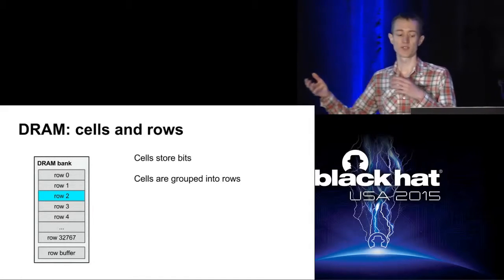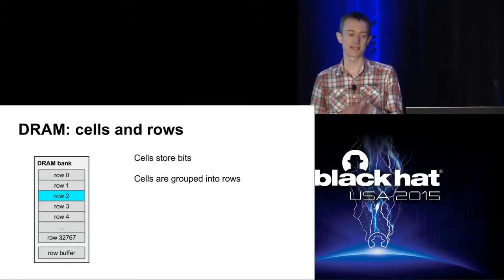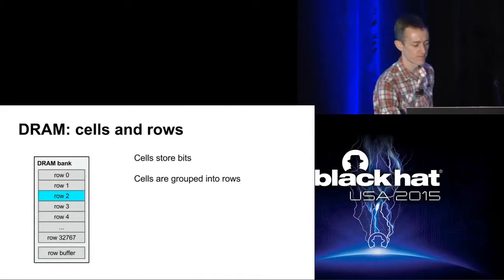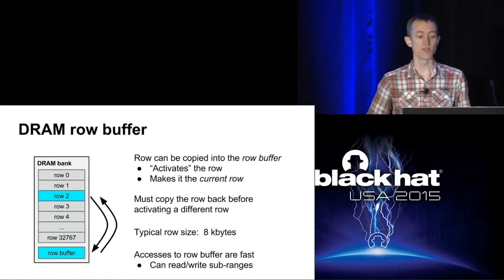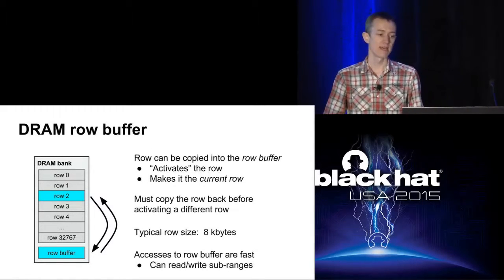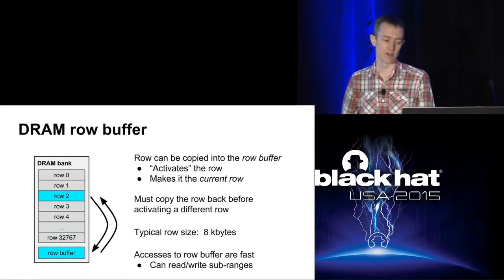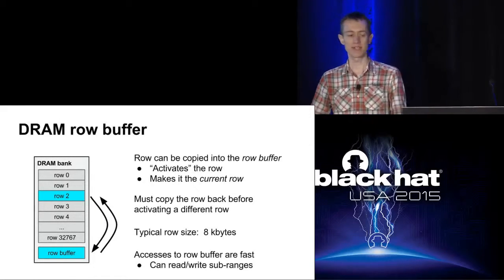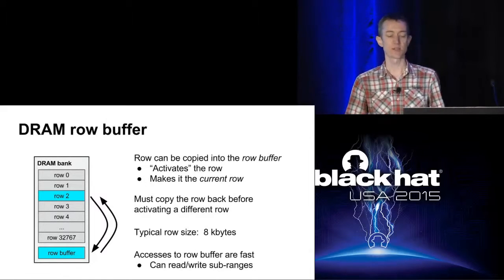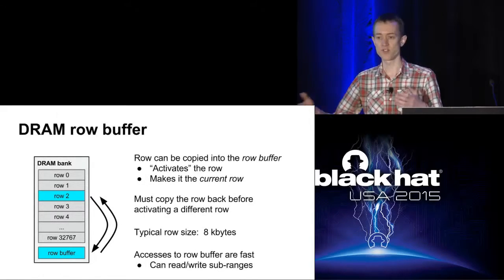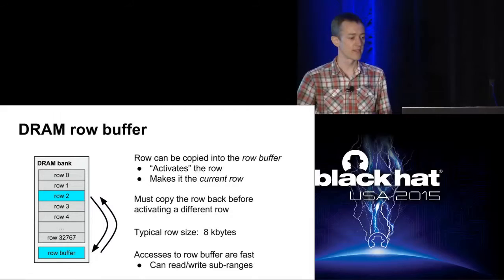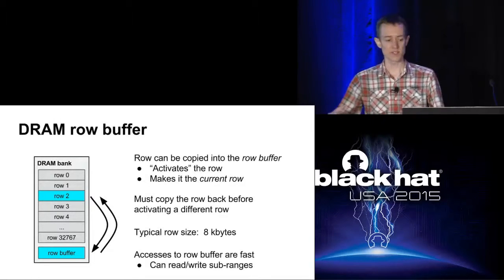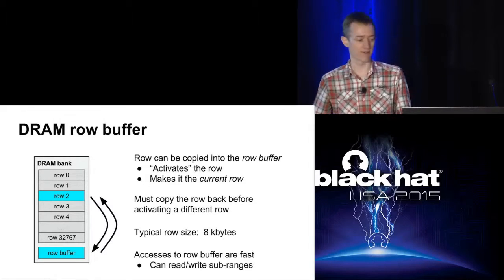But because this arrangement is so simple, cells can't be accessed individually. So instead, DRAM is divided into rows. So you can only access one row at a time. So if the system wants to access a particular row, it has to first tell the bank to activate that row. And that basically connects this row's cells to something called the row buffer, and that drains the charge from the cells, and in doing so, it copies the row's data into the bank's row buffer. And then the system can read or write the contents of the row buffer.